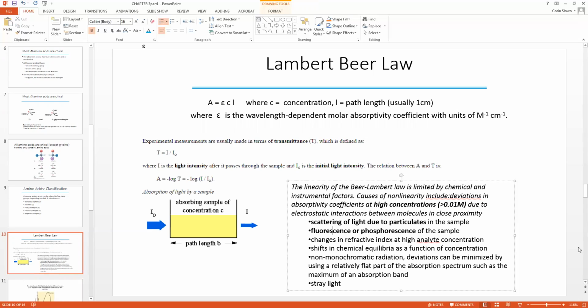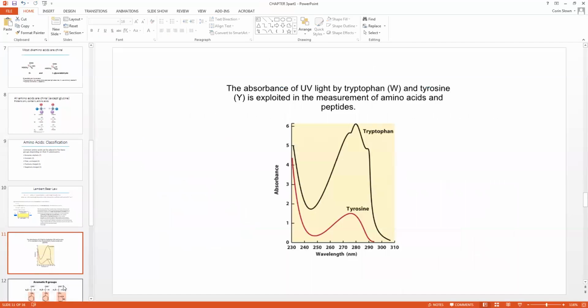So it's useful to know about Lambert-Beer law, but you also want to make sure that you're taking into account your experimental setups, that you're getting accurate data. One of the reasons why we care about this is if we take a look at the difference between tryptophan and tyrosine. The absorbance of UV light by tryptophan and tyrosine is one of the ways to tell the difference between amino acids and peptides.